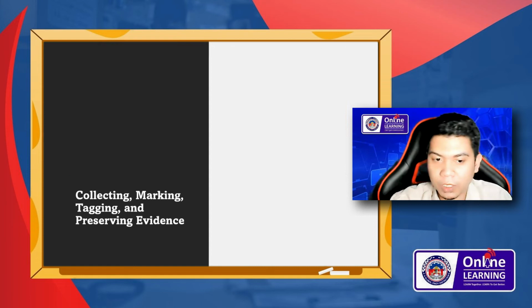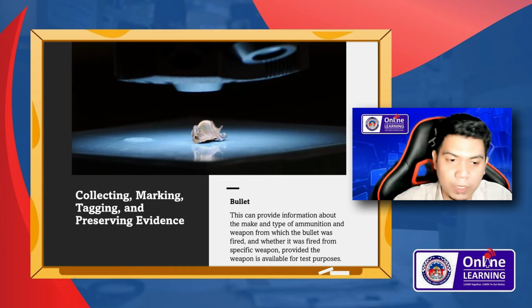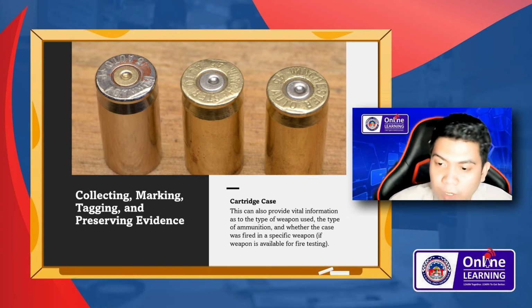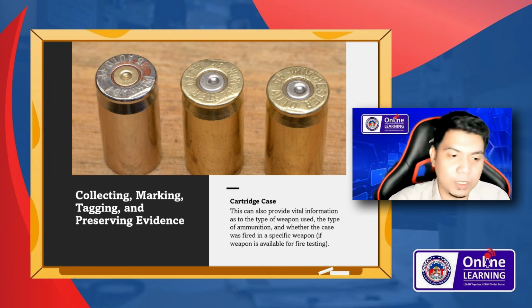Okay, so the next one we have here the bullet. This can provide information about the make and type of ammunition and weapon from which the bullet was fired and whether it was fired from a specific weapon, provided the weapon is available for test purposes. So the next one we have here the cartridge case. So this can also provide vital information as to the type of weapon used and the type of ammunition and whether the case was fired in specific weapon if weapon is available for fire testing.